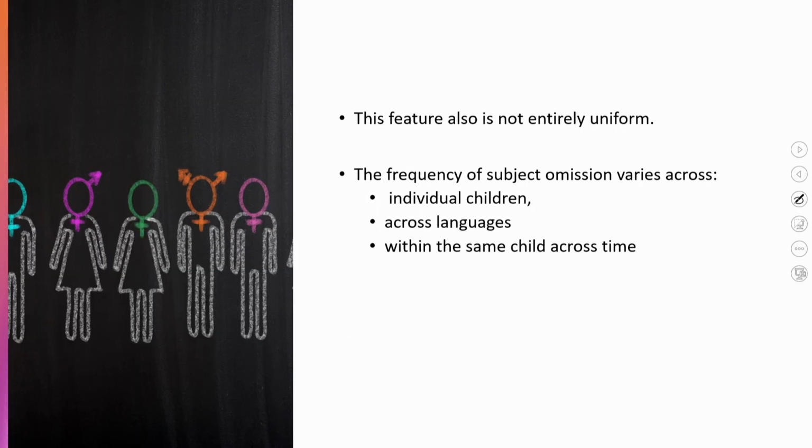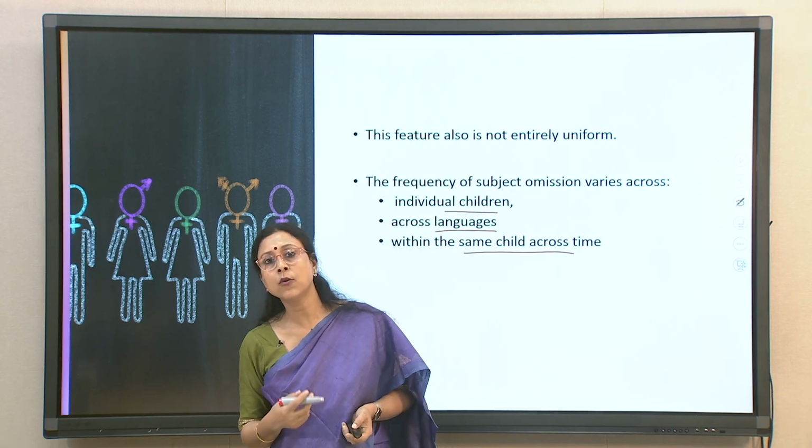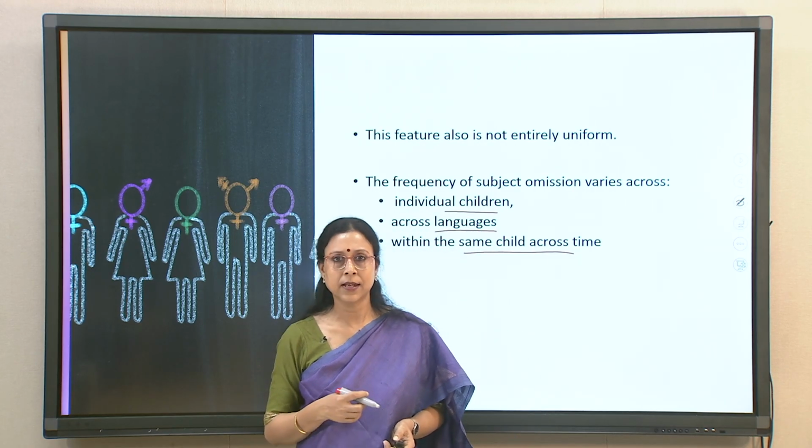However, again like the previous case we saw, this is also not entirely uniform, even though we see many cases. The frequency of occurrences depends on various factors. They can be individual children, they can be across languages, sometimes even within the same child across time. So, the same child might be sometimes using the proper structure with the subject, sometimes the same child might omit the subject. So, there are variations that have been reported in the literature in case of null subject as well.